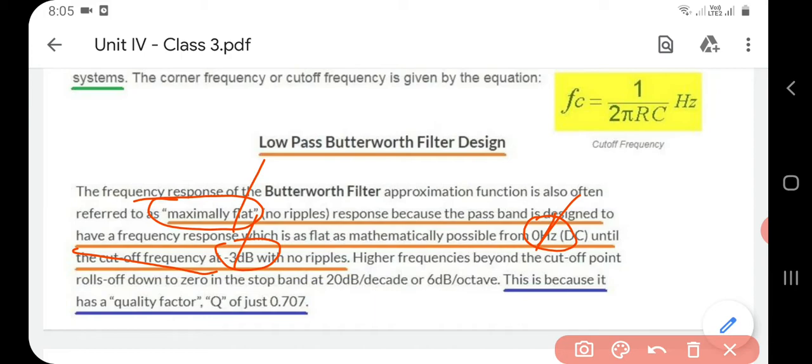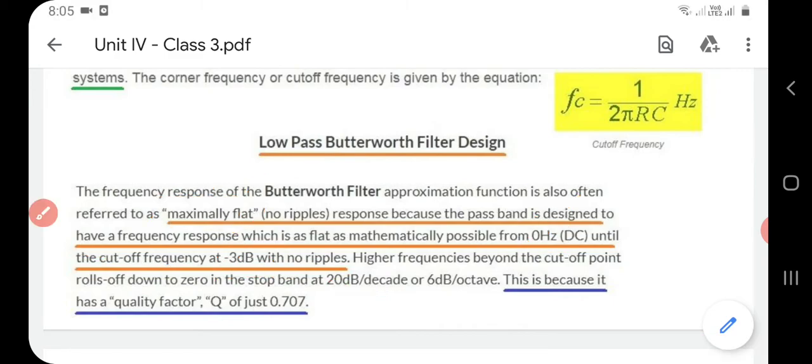at 20 decibels. So the roll off in the stop band is at this particular rate, 20 decibel per decade. That is the roll off rate. This is because it has a quality factor Q of 0.707. So here these are some of the characteristics.